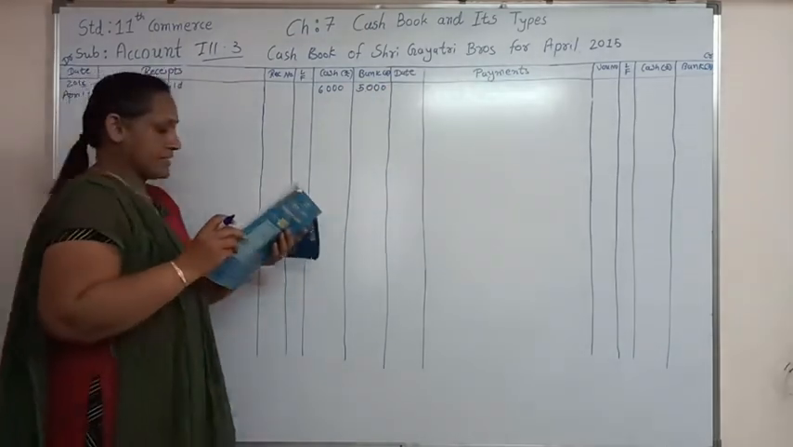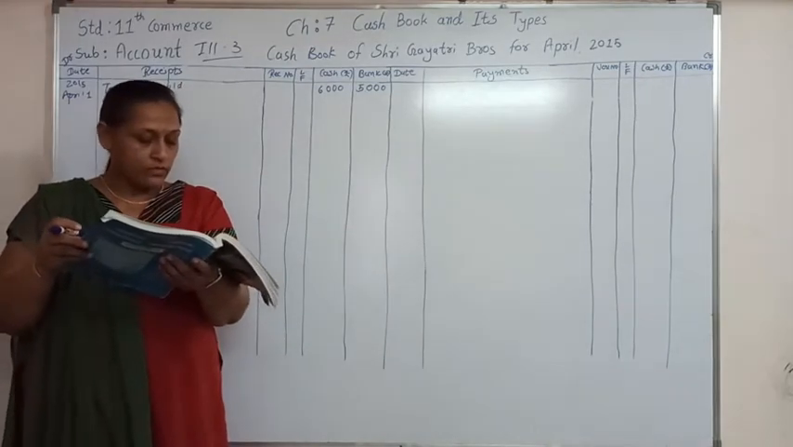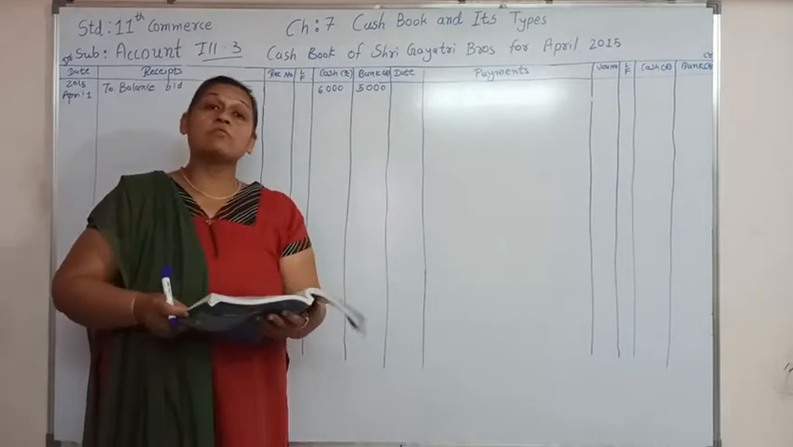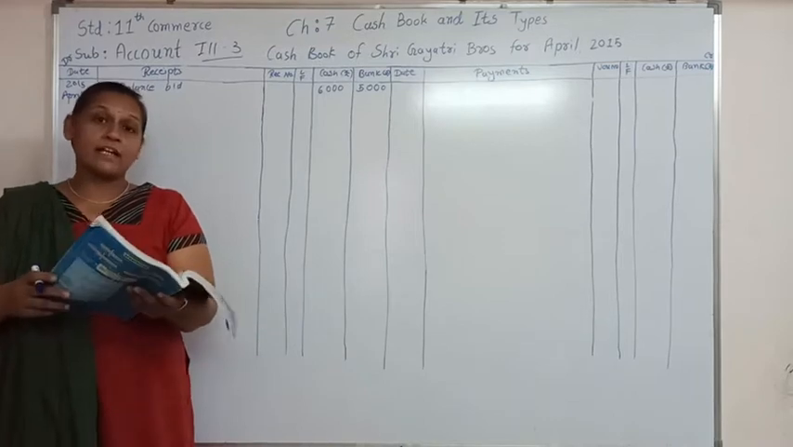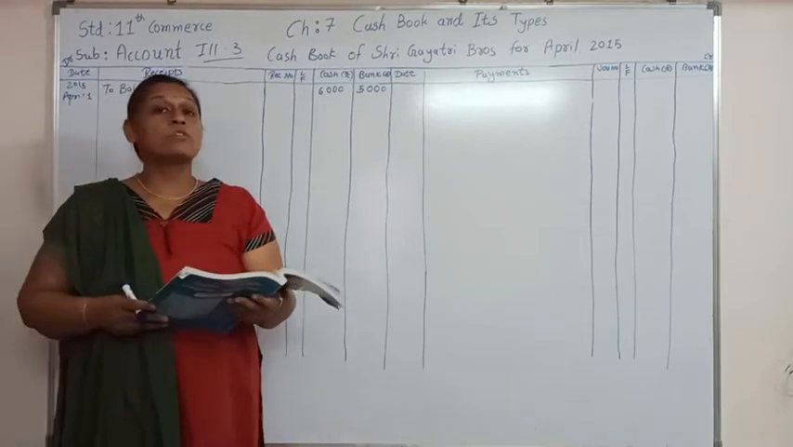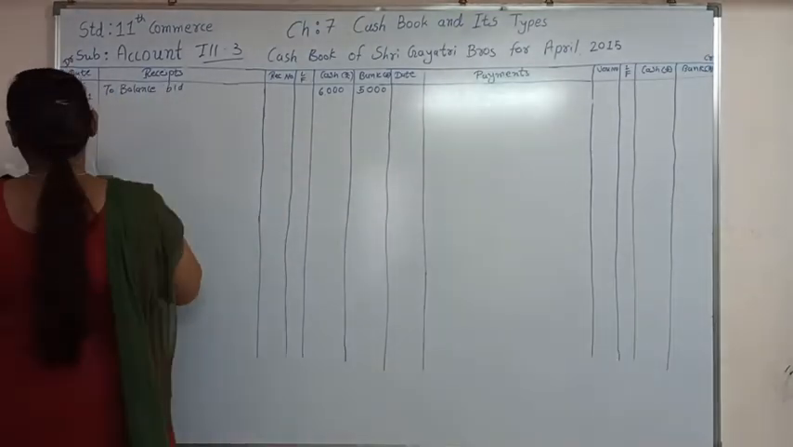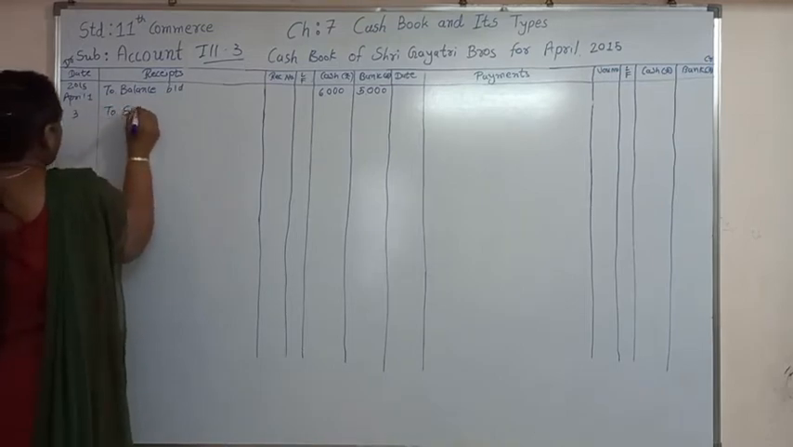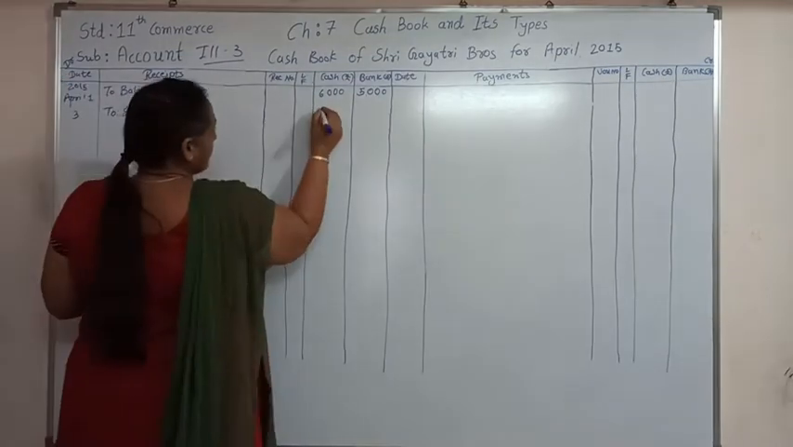Now let's see date number 3. Goods of rupees 10,000 sold to Pankaj for cash at 10% trade discount. So here we have sold the goods for cash, so we are going to receive the cash, and we have sold the goods at 10% trade discount. So the goods will be sold for 9,000. So here, third, to sales account, and the amount of goods is 9,000.